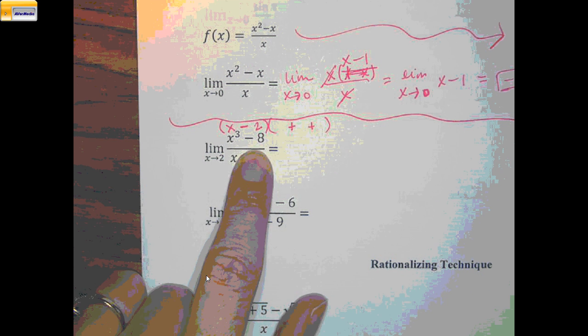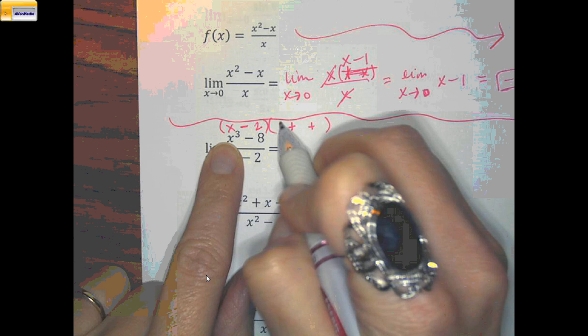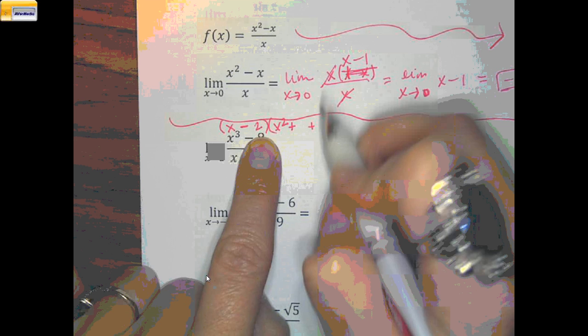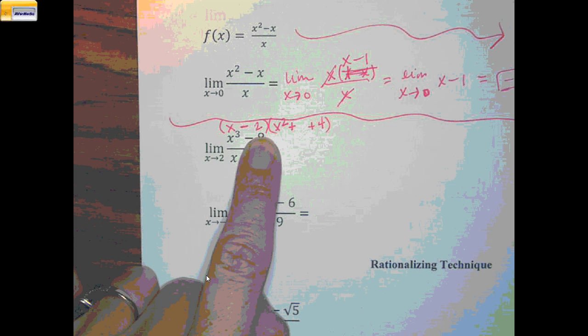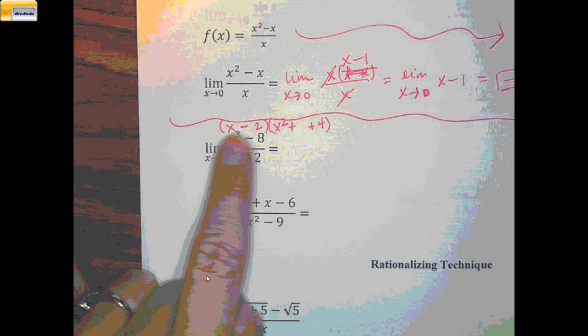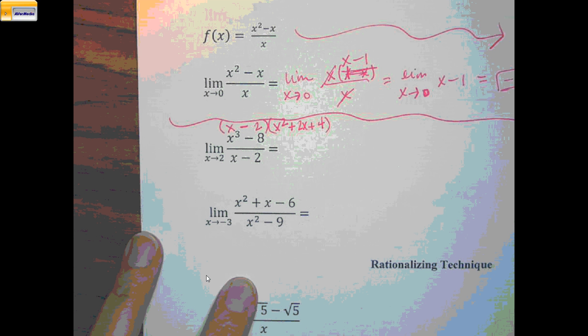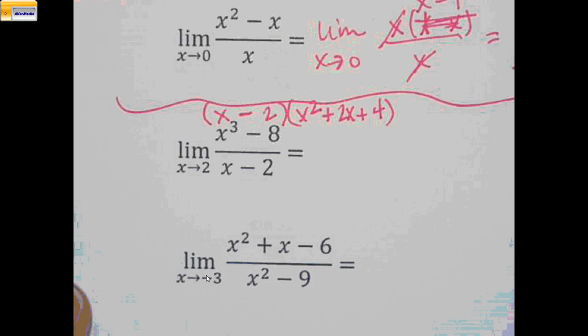Square the first term, stick it in the front, so x squared. Square the last term, stick it in the back, so that's 4. Take the first term times the last term and stick it in the middle, so 2 times x. Zoom in so you can see that a little bit better. So that's what that looks like factored.